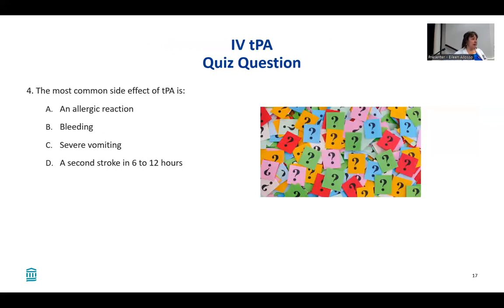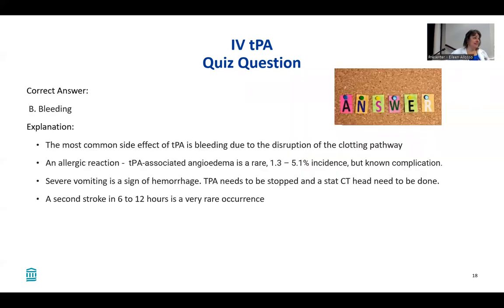I have an IV TPA question for you. The most common side effect of TPA is: A, an allergic reaction; B, bleeding; C, severe vomiting; or D, a second stroke in 6 to 12 hours. The answer is not A, it's B. I said before, TPA is a clot-busting drug, and it interferes with the clotting pathways in the body.